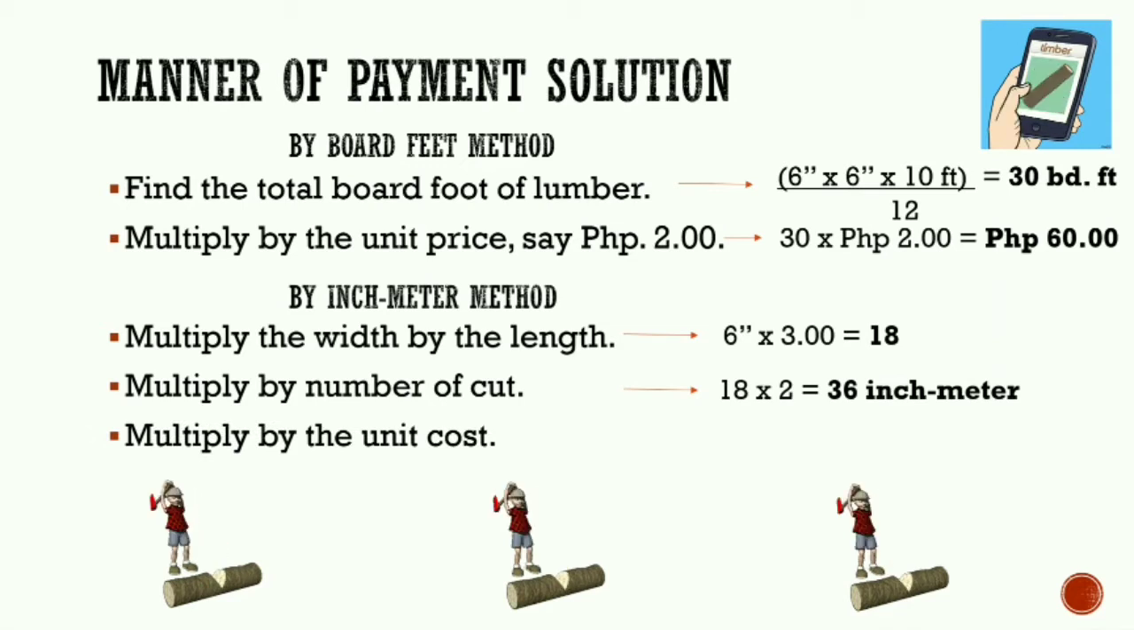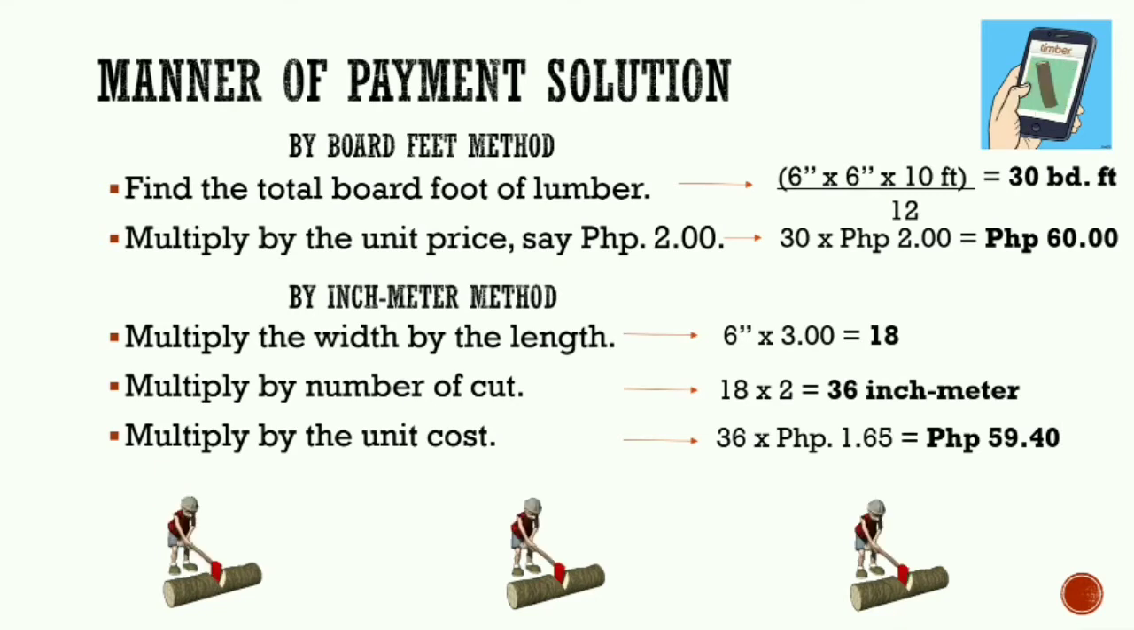Now, multiply by the unit cost. The unit cost will be 1.65 multiplied by the number of inch meter, which is 36. Now you have the value of 59.40 pesos.